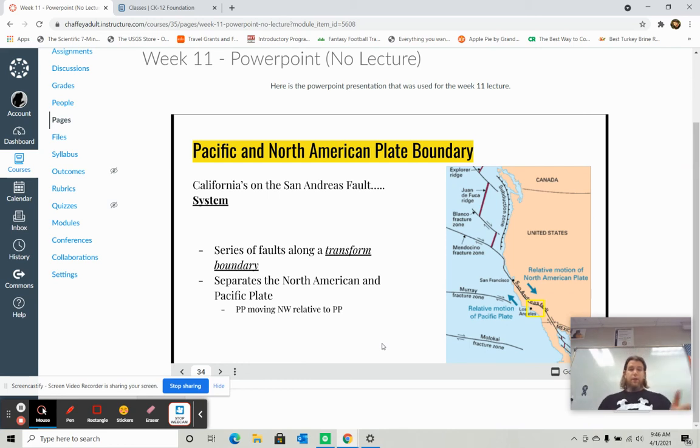So the Pacific and the North American plate are separated by a transform boundary. So we have the San Andreas Fault Zone, and we are moving northwest relative to the North American plate. The San Andreas Fault System is just like a series of faults, but we sort of lump it in as one. We say the San Andreas Fault, but technically it's a system of faults.